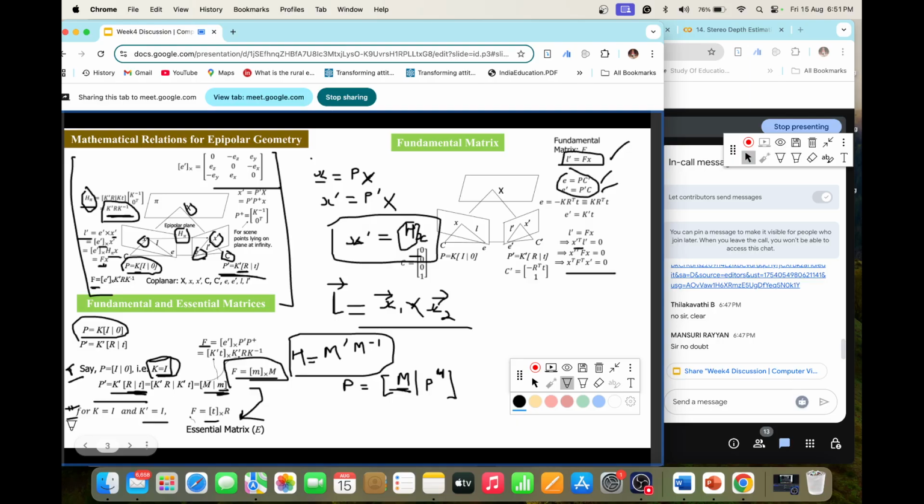Now there is a second case. In our second case, K' is also equal to I. If K' is also equal to I, this value is also deleted. So we are only remaining with this R T, that is the rotation and translation. In this case, your fundamental matrix will be equal to Tx into R. In the second case, your fundamental matrix is known as the essential matrix. So this is the theory.